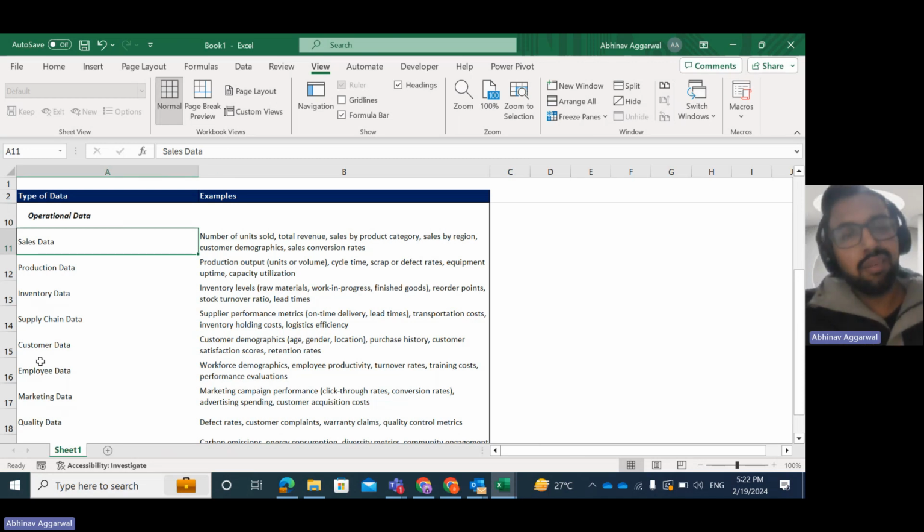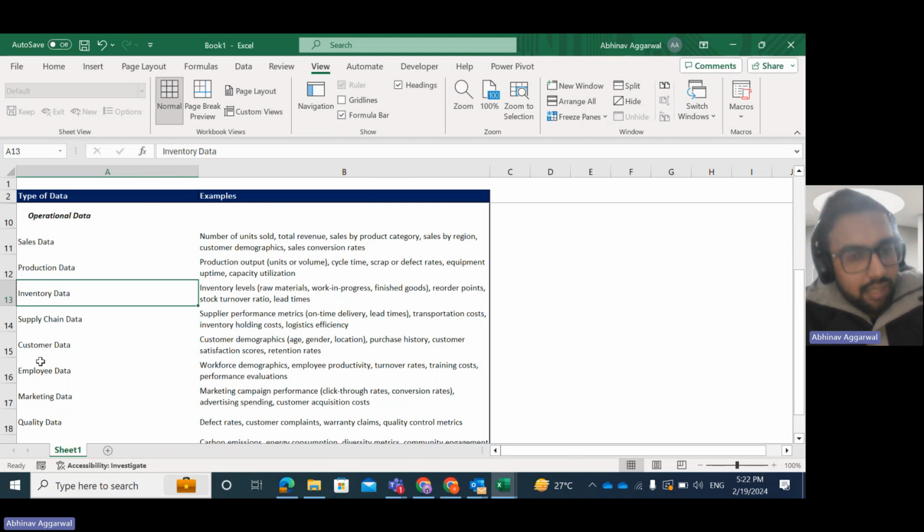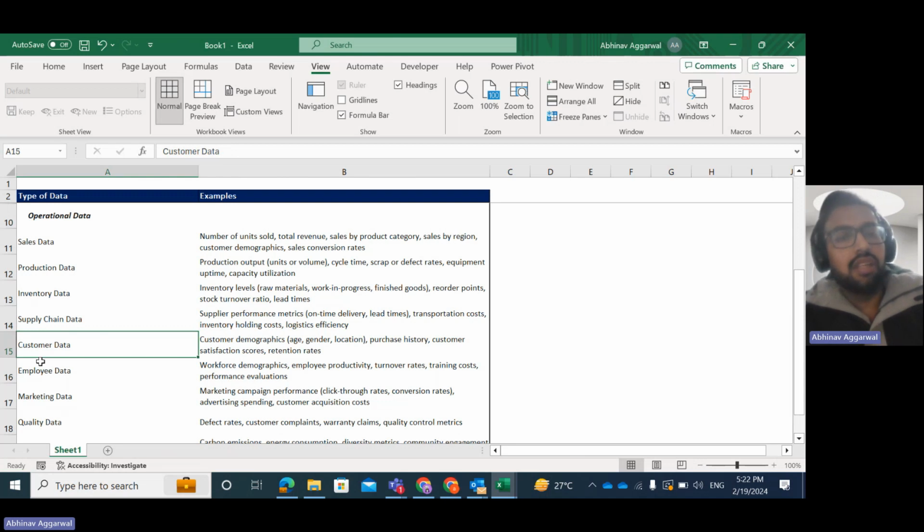Now coming to production data. You can ask for the number of units, the volume that was produced, what was the output, what was the cycle time, equipment uptime, and capacity utilization. Coming to inventory data, you can ask for inventory levels, raw materials, work in progress, finished goods, reorder points, and lead times. Coming to supply chain, you can ask for performance metrics like how many were delivered on time, what were the lead times, what were the inventory holding costs, and what is the logistic efficiency.